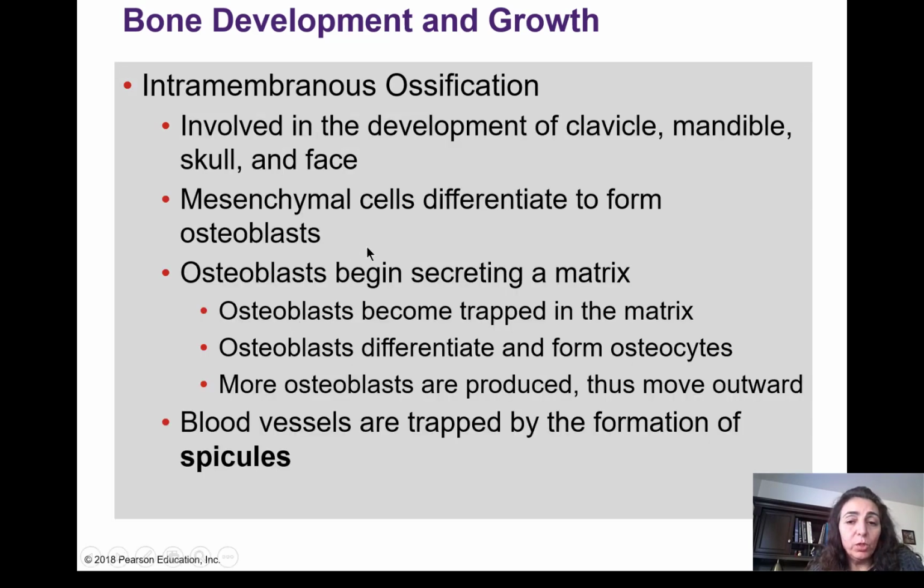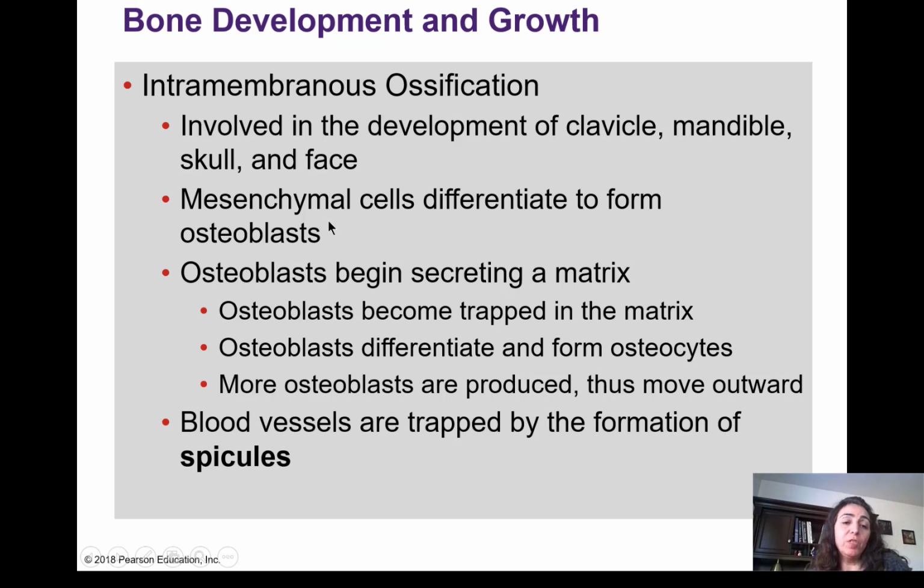This one shouldn't have been gray, because that's part of the course that you need to know. So we talked about which parts are formed through intramembranous ossification.